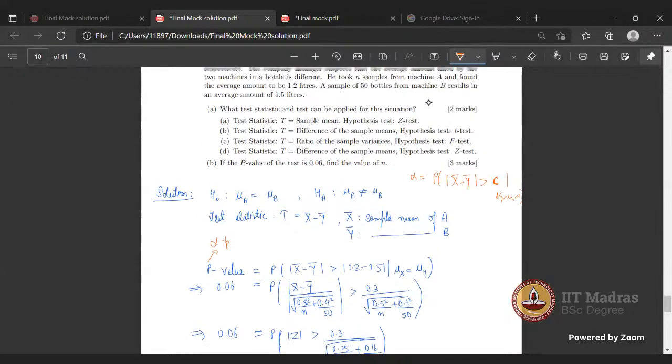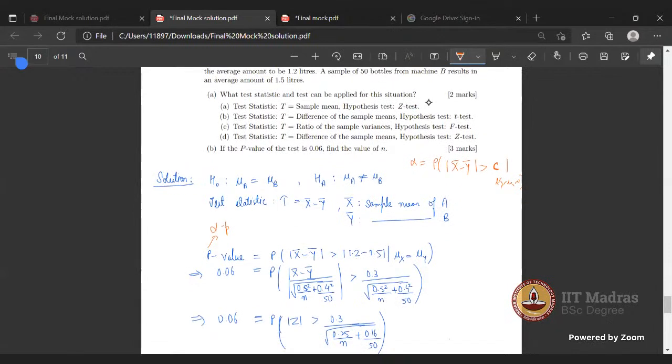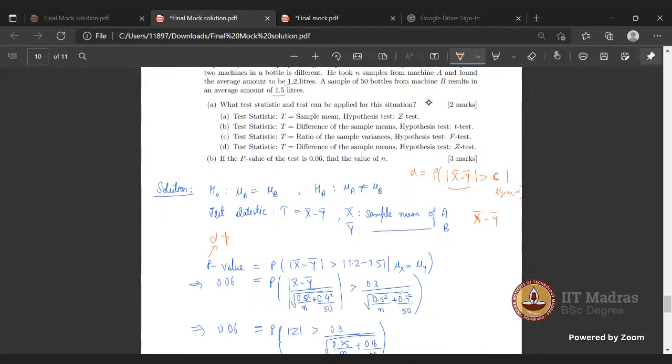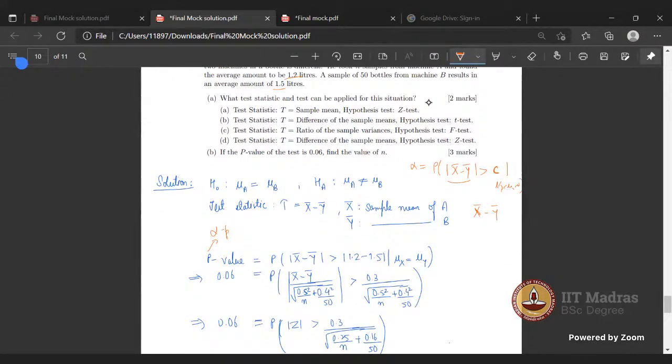Whenever you have to find the p-value, in place of c you use whatever value you have observed. In this case the test statistic is X bar minus Y bar, so what value have you observed? X bar has been observed as 1.2 liter and Y bar has been observed as 1.5 liter. So given the sample, I have observed 1.2 minus 1.5.